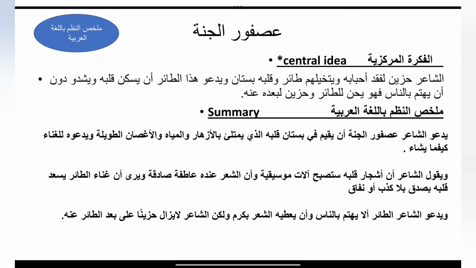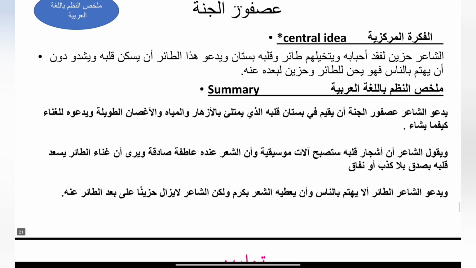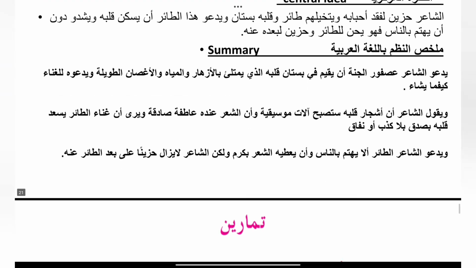الشاعر حزين لفقد أحبابه ويتخيلهم طائر وقلبه بستان ويدعو هذا الطائر أن يسكن قلبه ويشدو دون أن يهتم بالناس فهو يحن بالطائر وحزين لبعده عنه. And the poem's summary is given in Arabic.